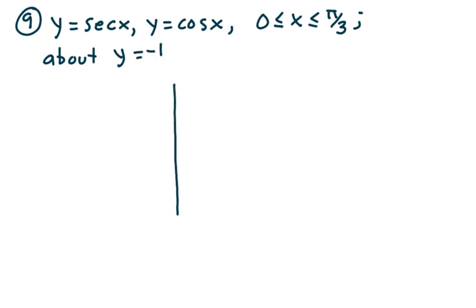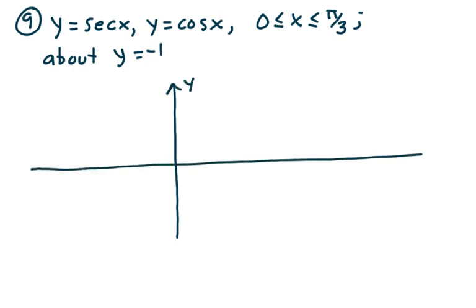So again, we have to draw a picture here. Here's y. Here's x. Let's draw y equals cosine of x first. When x is 0, cosine of 0 is 1. That means you're up here. And then when x is pi over 3, so we'll say we're over here somewhere, cosine of pi over 3 is 1/2. And so that means we're somewhere there. So I'm going to draw something like this.